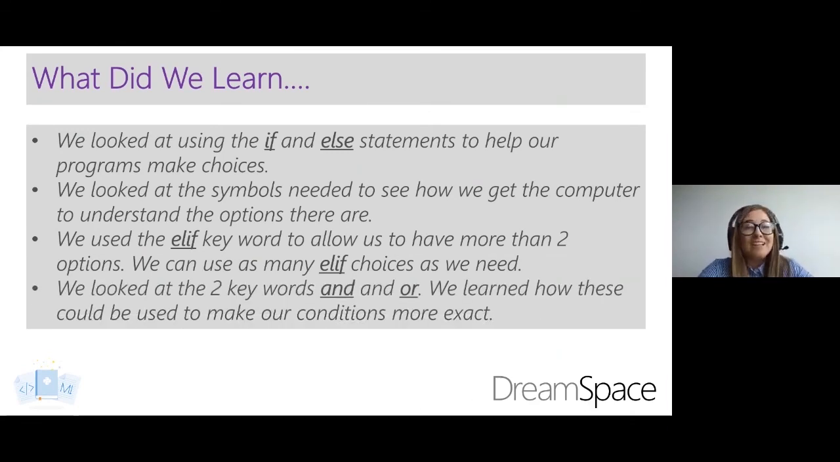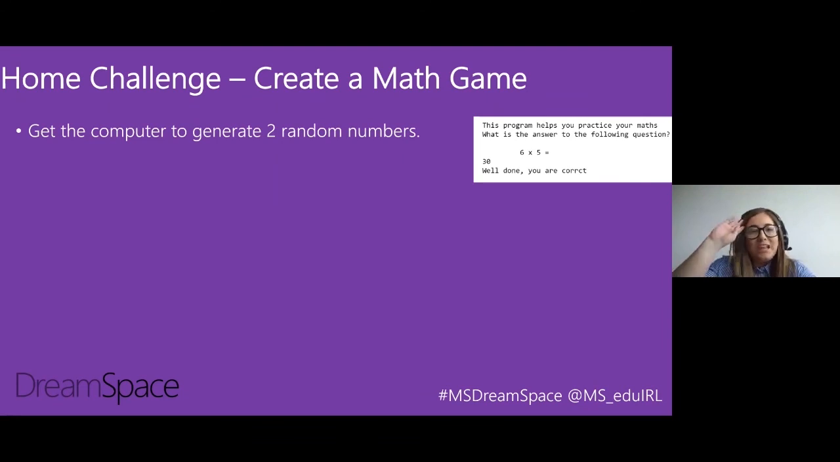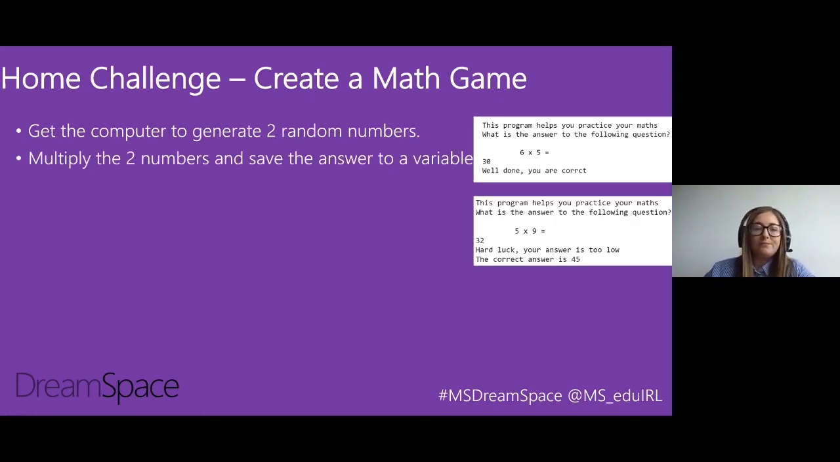And then finally, we looked at two keywords, and and or, and we learned how these can make our conditions more exact. So, time for your home challenge for next week, and this is to create a math game. You are going to get the computer to generate two random numbers. We did that today with one, so remember we had to import the random library and use randint.